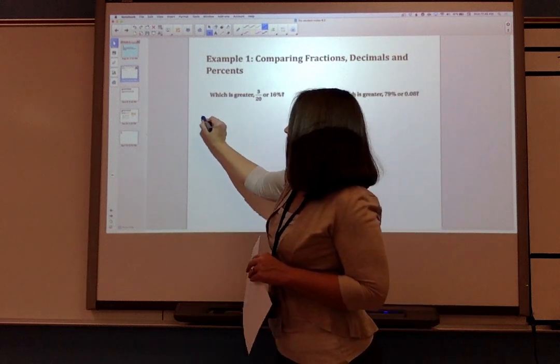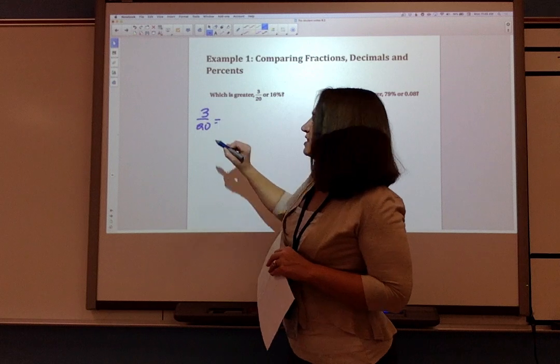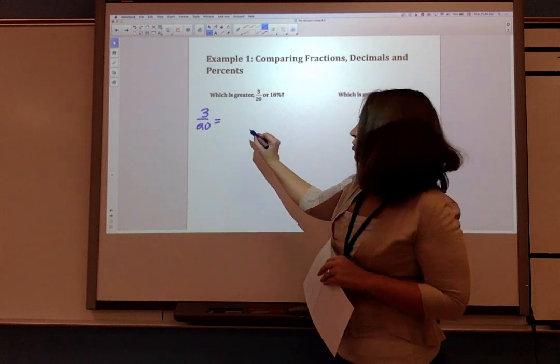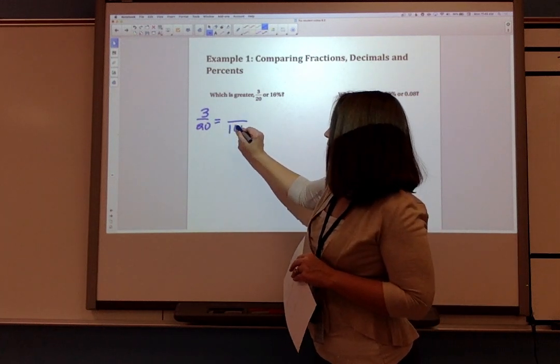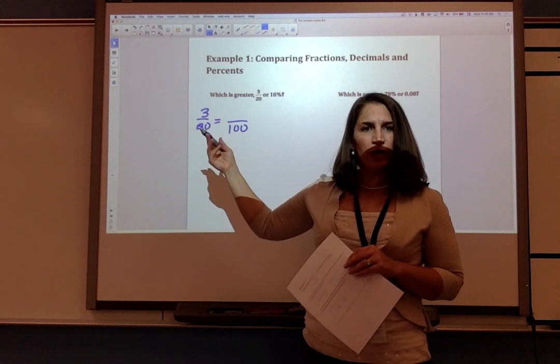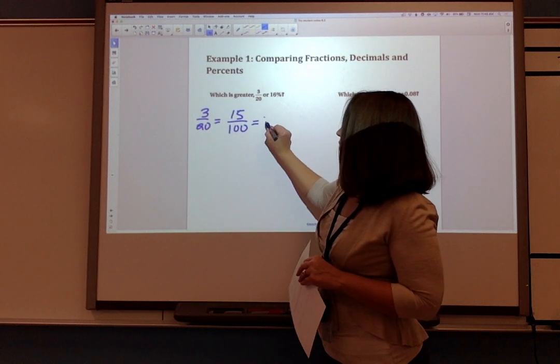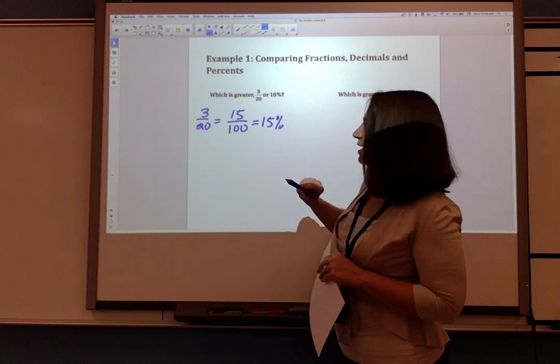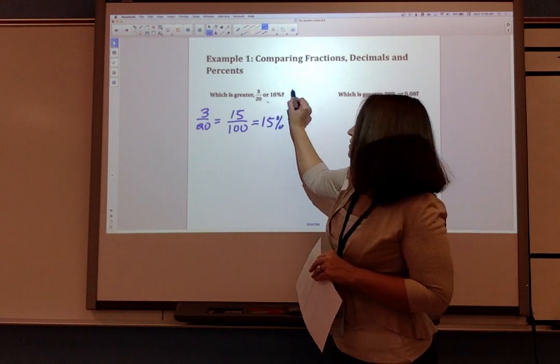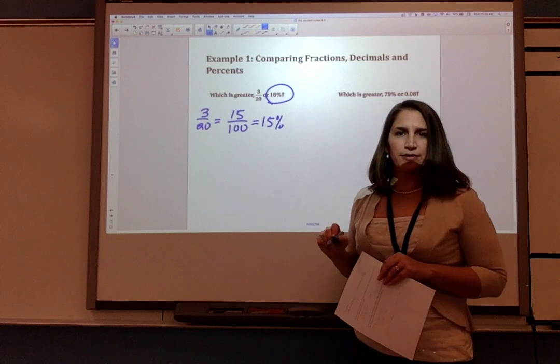So 3 out of 20. To make it a percent, we want to know how much over 100. So we need to multiply both the numerator and the denominator by 5, and we get 15 out of 100, or 15%. So compared to 16%, 16% is greater.